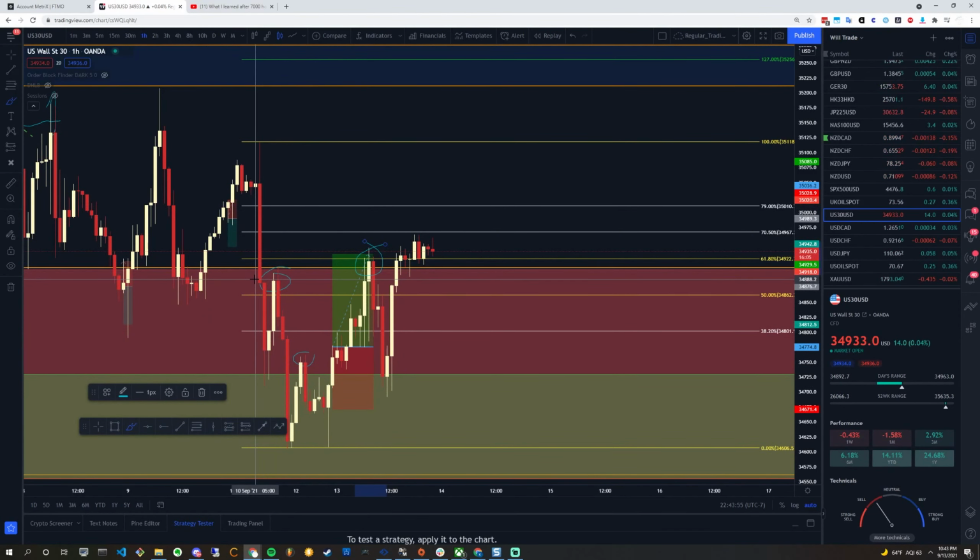breaking new highs. Like this right here, we broke it right here, and then right here. And now we're sitting above this high right here. So if we get an engulfing candle, I'd be inclined to enter a buy here.